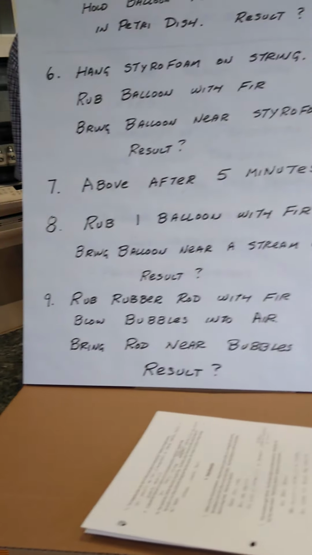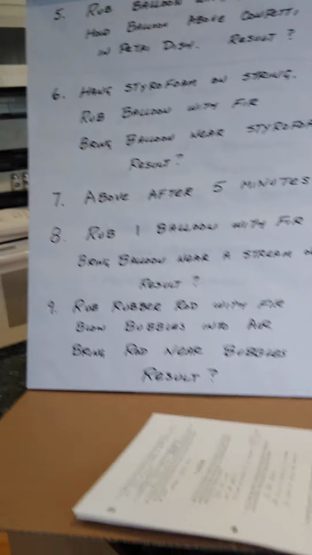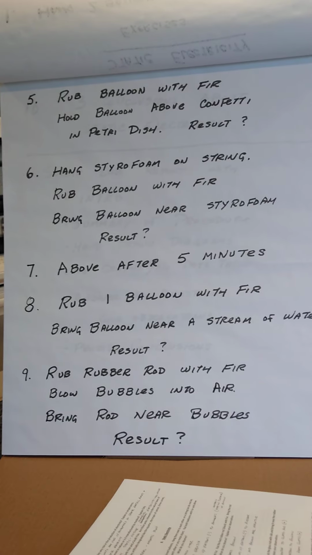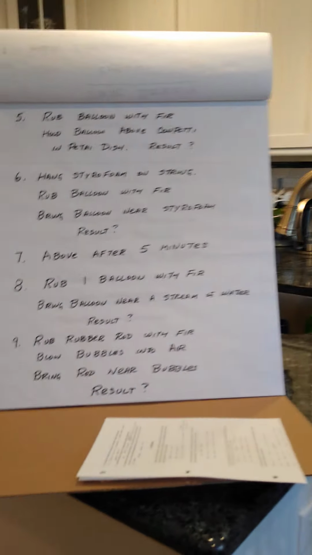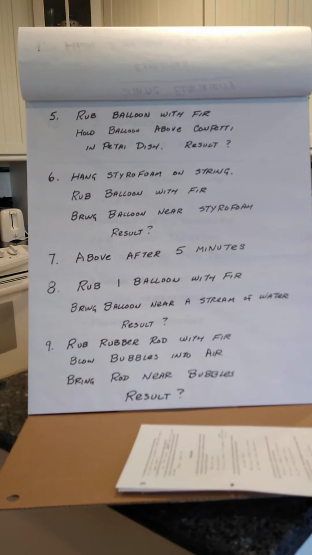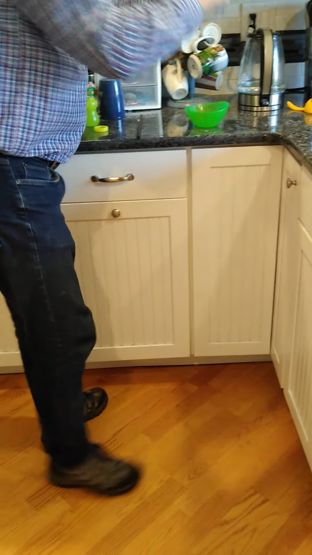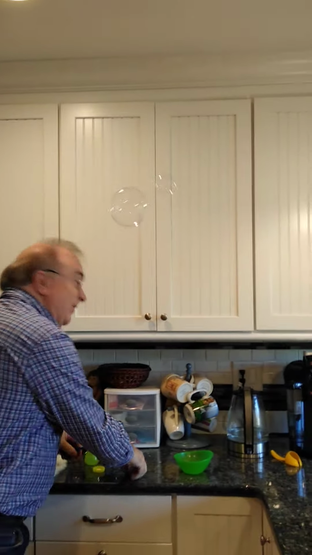And then our final exercise has to do with bubbles. And we're going to, number 9, rub the rubber rod with fur, blow bubbles into the air, and see the reaction between the rubber rod and the bubbles. So we're rubbing the rubber rod with fur. Take these balloons. And it's pulling it towards it and breaking it.